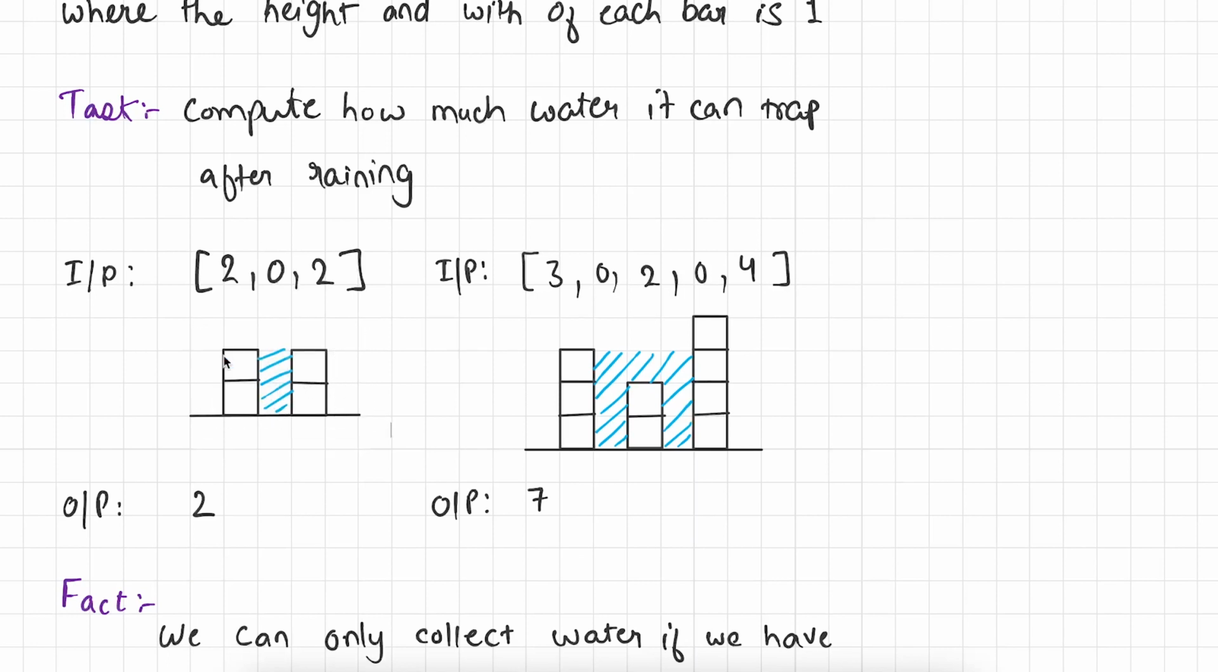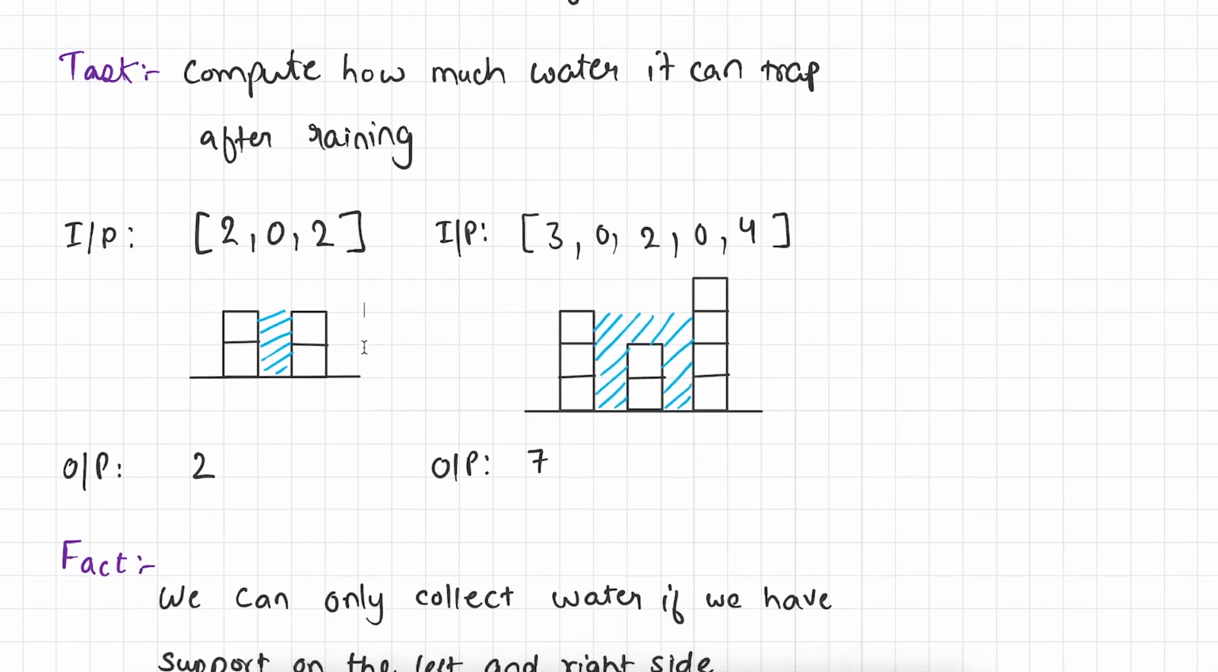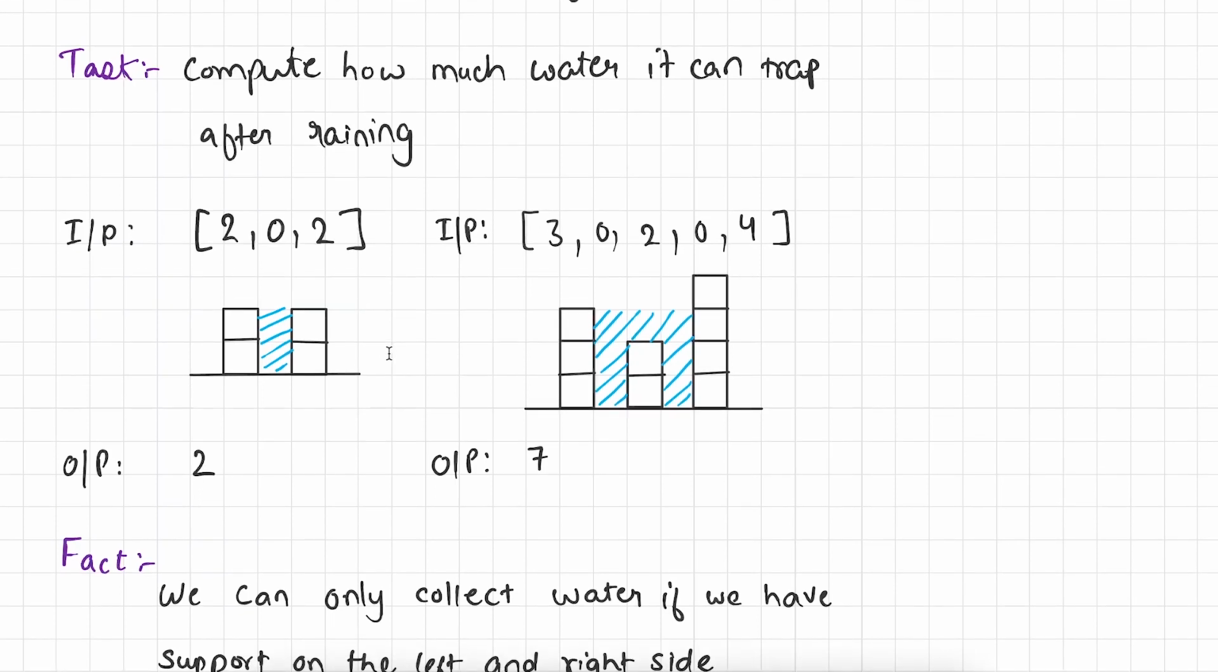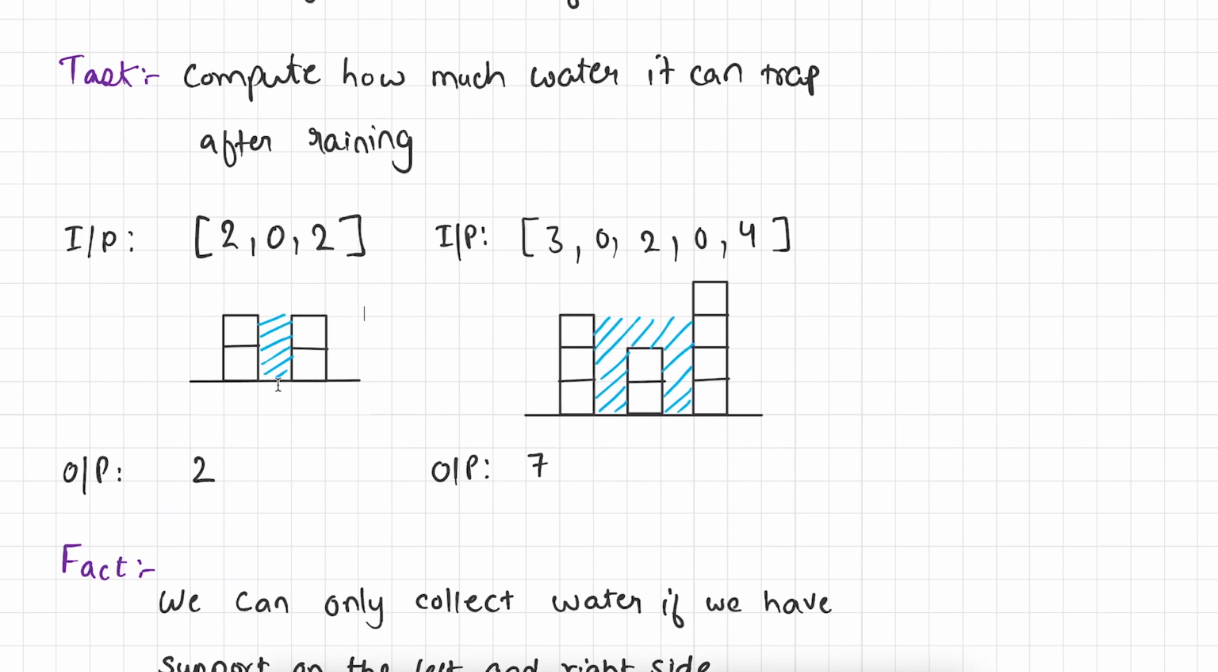As you can see, on the first bar we cannot collect any water, on the last bar also we cannot collect any water. The reason is pretty simple. To collect some water we need something on the left side and right side to support that water or hold that water. And if you try to collect water on top of these two bars, it simply spills from the bar and falls on the ground. So that is why we can only collect water at position 1.